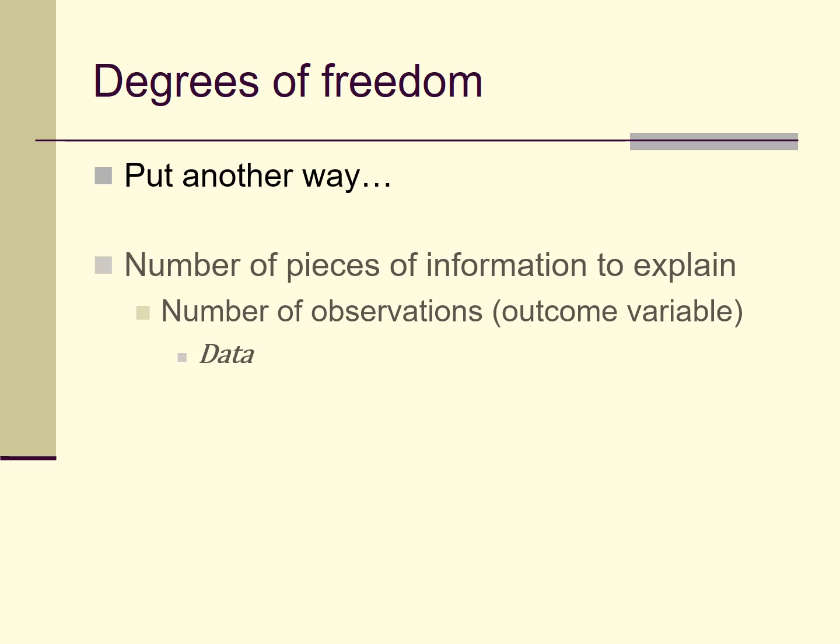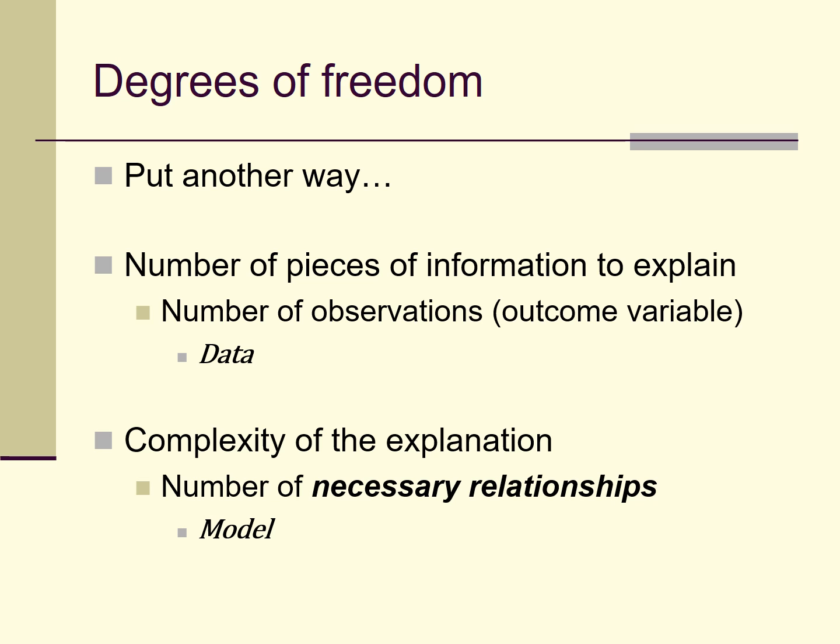And just to explain it in a different way, we're thinking about the number of pieces of information that we need to explain. That is, the number of observations for our outcome variable, or put yet another way, the data we have. And we're thinking about the complexity of the explanation that we're making, the number of necessary relationships between the data that exist in our model.